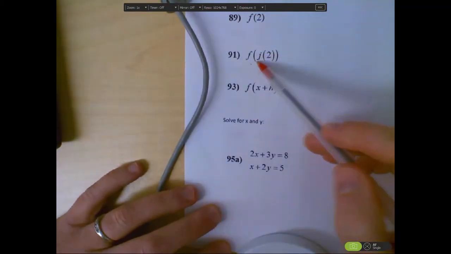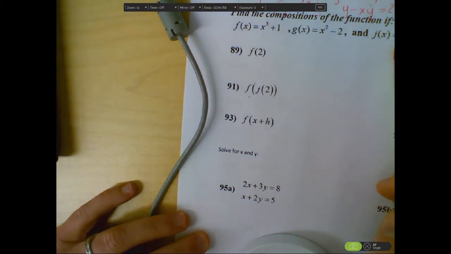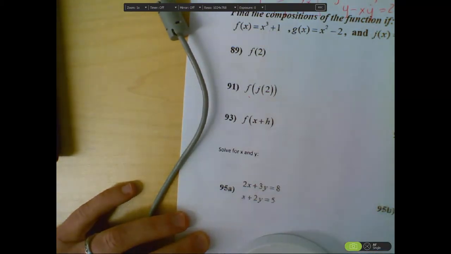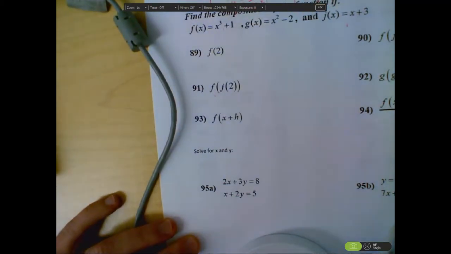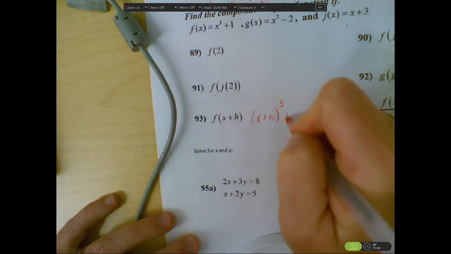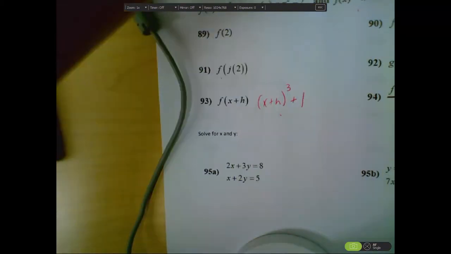For instance, f of j of 2. I'm going to plug 2 into j and get 5. And then I'll plug 5 into f and get 126. x plus h is a little bit tricky. You have to do x plus h cubed plus 1, and you actually do have to do all this multiplication out. I don't have time, but you have to do it. Simplest form. Okay, now down here, system of equations.